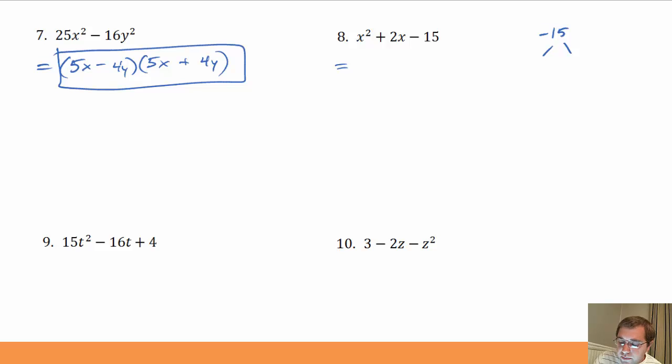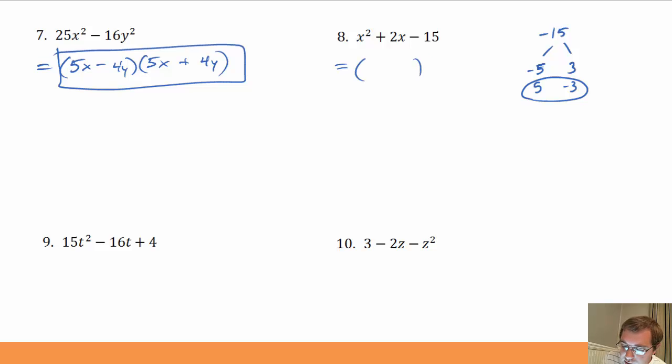Well, if I think about it, I can do negative 5 and positive 3. Those multiply together to give me negative 15. They add together to give me negative 2, so I don't want that. What if I did positive 5 and negative 3? Those will multiply together to give me negative 15, and they will add together to give me 2. So that's what I want. So I want the 5 and the negative 3.